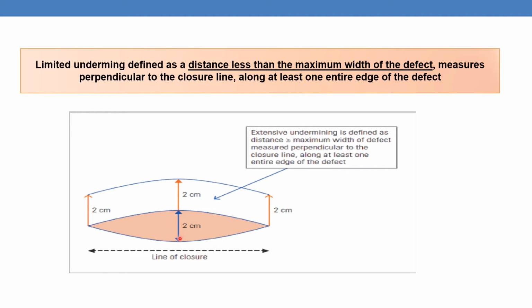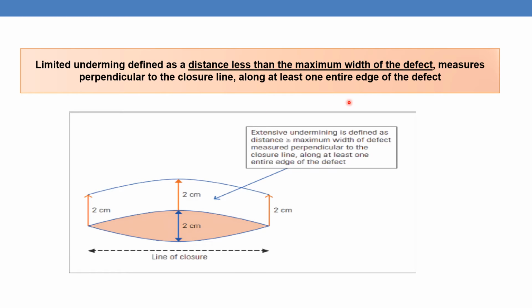Here the length of the defect is 2 cm. In case of limited undermining, the distance is less than the maximum width of the defect, that is, the distance that measures perpendicular to the closure line. Here the defect length is 2 centimeters. In order to go for limited undermining, the distance should be less than 2 centimeters.